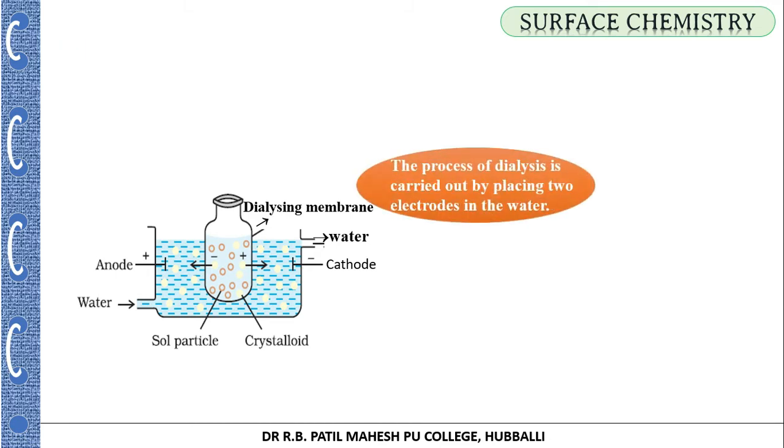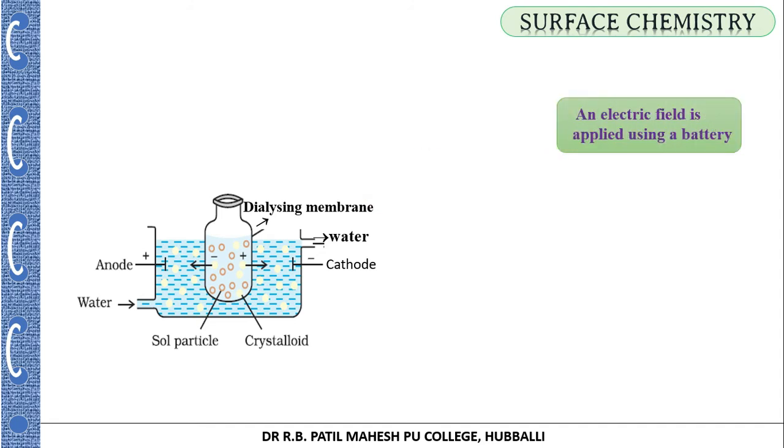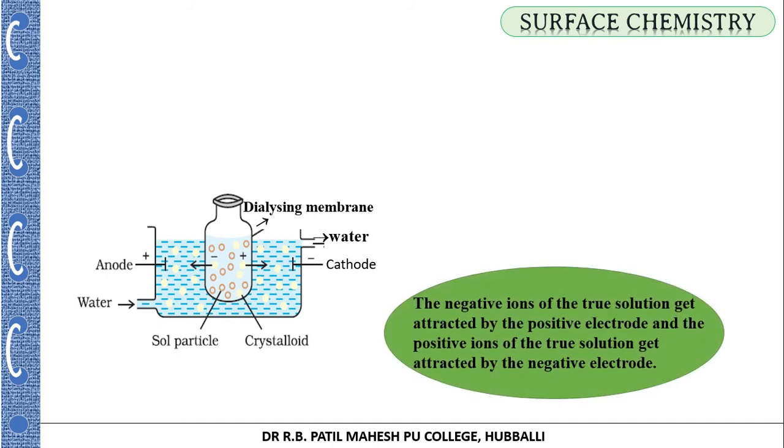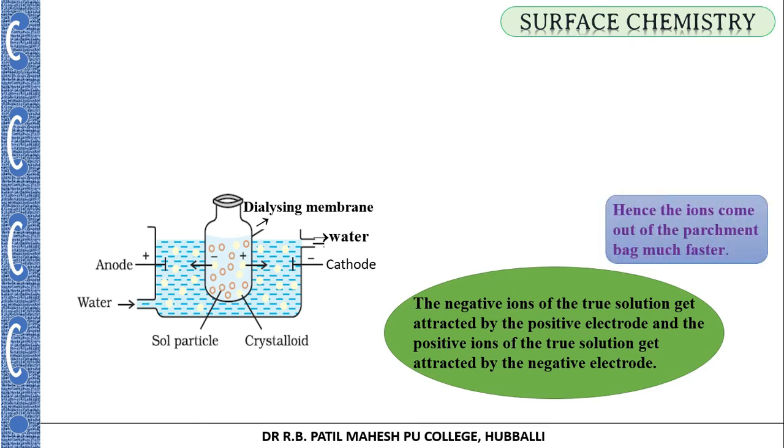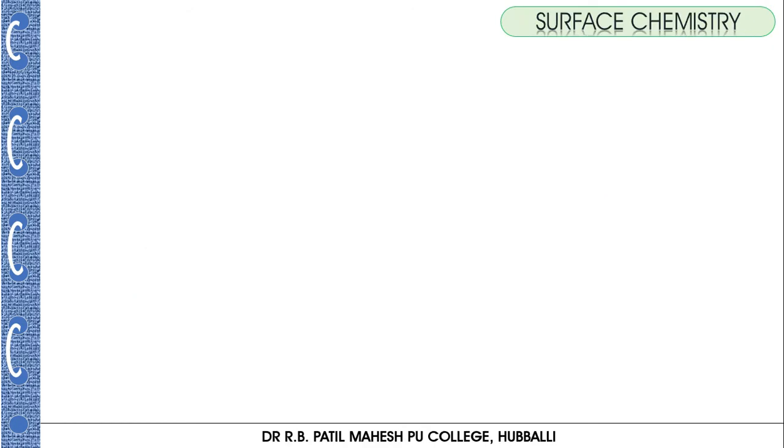The process of dialysis is carried out by placing two electrodes in the water that we discussed, and an electric field is applied using the battery. So, now what happens? The negative ions of the true solution get attracted by the positive electrode, and the positive ions of the true solution get attracted by the negative electrode. Hence, ions come out of the parchment bag much faster.